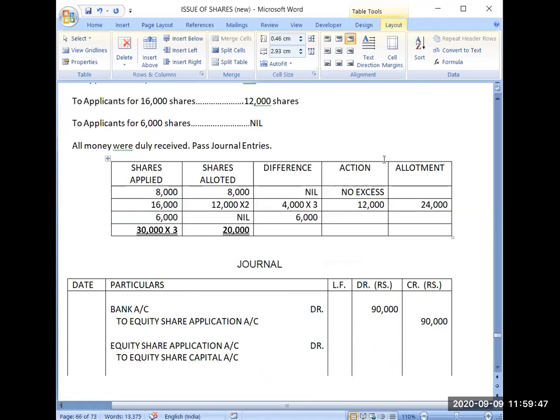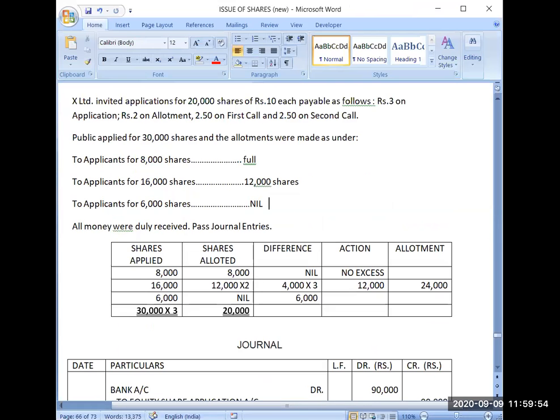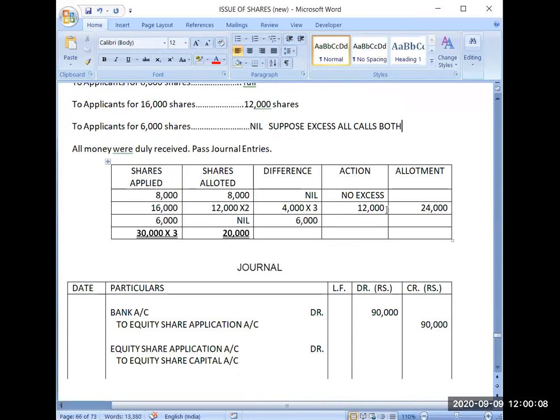Now second point. Suppose the question is saying that you can use application money excess on allotment and calls, both. So I have only 12,000, and I need 24,000 on allotment. Would I be able to use some amount on calls also from this 12,000?